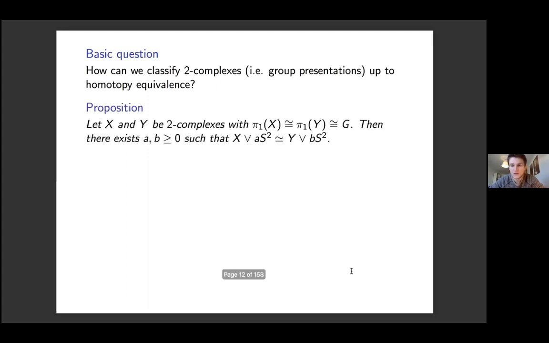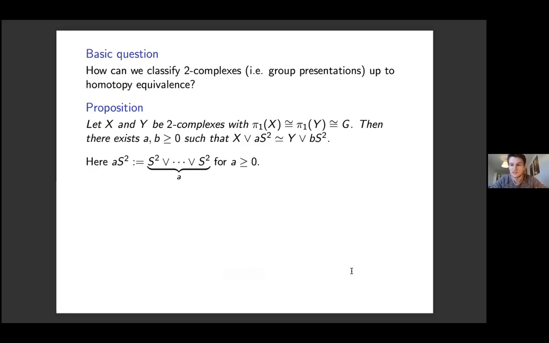Okay, the first basic fact when you're trying to classify two complexes is the following. Suppose you have two complexes, X and Y, which have the same fundamental group G. Then there always exist a and b such that X wedge a copies of S^2 and Y wedge b copies of S^2 are homotopy equivalent. When I say a times S^2, I mean the two sphere wedged a times. And recall what I mean when I say wedge product, just in case people have forgotten: you take a two complex X, and then you take the two sphere, and you're essentially just attaching them at a point to get a new two-dimensional cell complex.